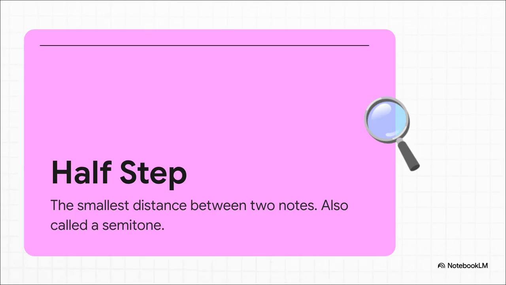What about all the notes that live in between those letters? To find those, we need to understand music's tiniest unit of measurement, the half step. You might also hear it called a semitone. It's the smallest possible jump you can make between 2 different pitches.